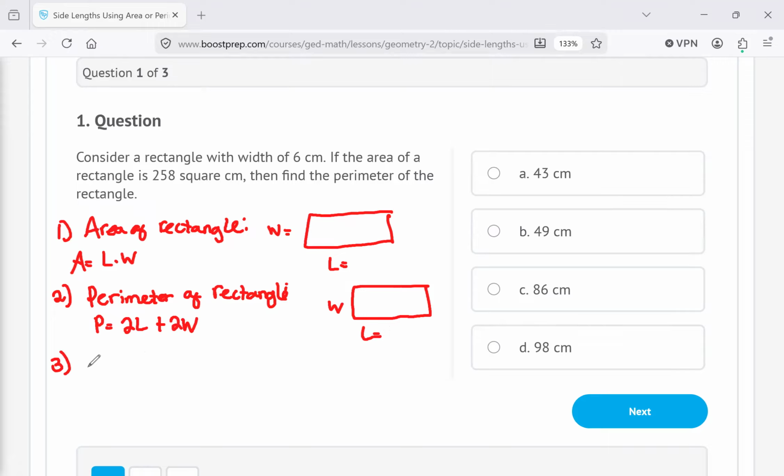And then the area of a triangle is base times height over 2. And then formula four is area of a trapezoid.